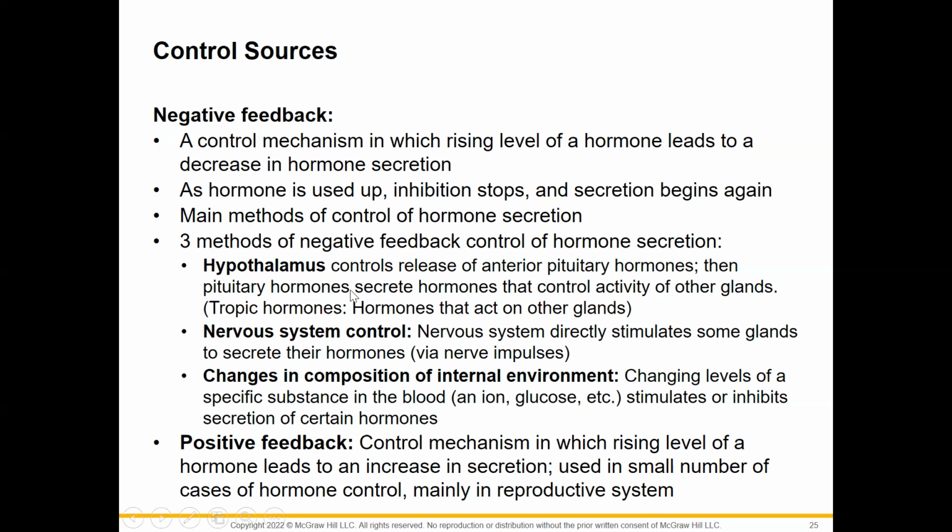The anterior pituitary will then secrete hormones that control the activity of other glands. The anterior pituitary is called the master gland because it controls the activity of other glands. The hypothalamus controls the activity of the pituitary. The pituitary controls the activity of other glands. Tropic hormones are the hormones that act on other glands. So your pituitary will secrete these tropic hormones that will control the activity of other glands.